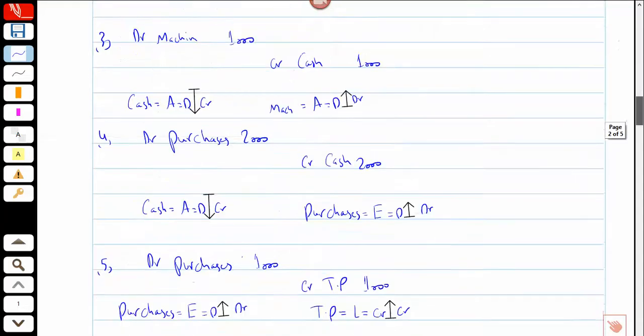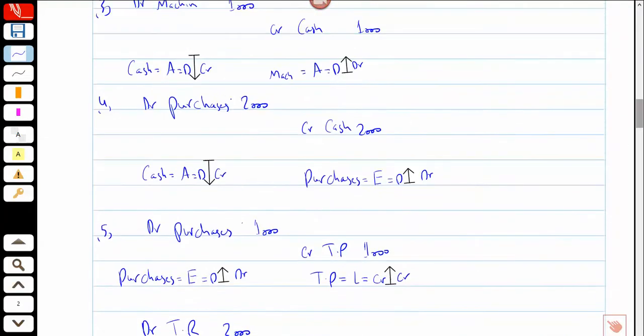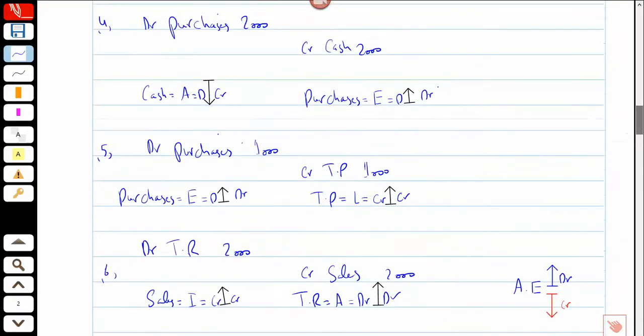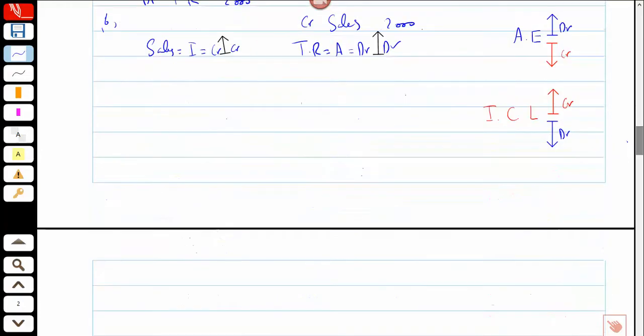As we can see here, we have debit purchases, yeah? But the credit side changes. It is credit cash, credit trade payables. The same thing here, if we sell something on credit, it is a sales. Yeah? So credit sales.